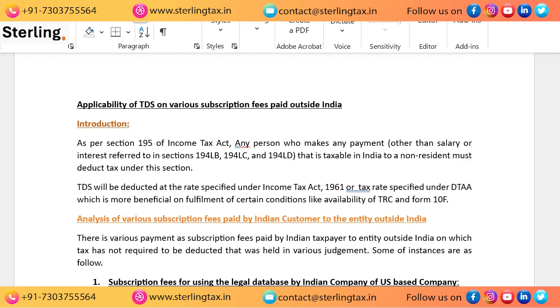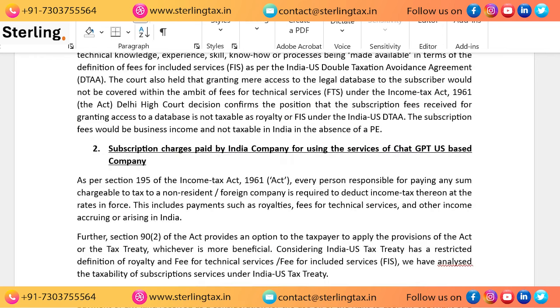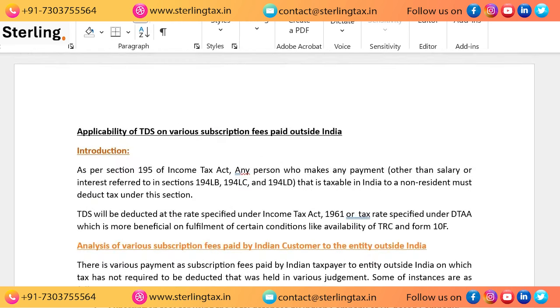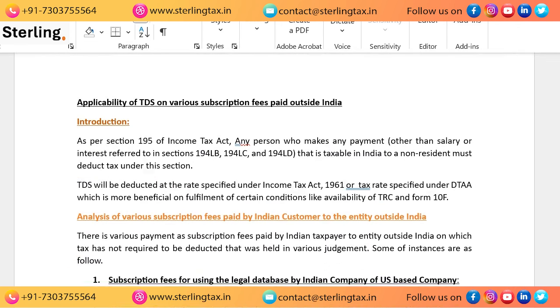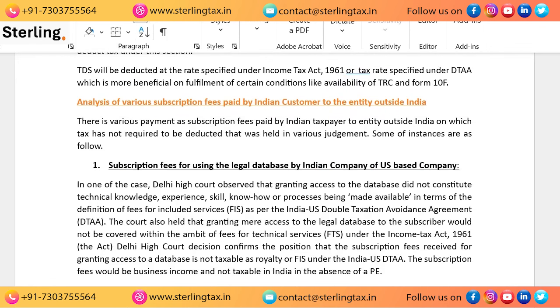I want to search and get access to this kind of data, and I'm taking the help of another vendor outside India. Does it fall under the TDS provision as per the income tax provisions? No, it doesn't fall under the income tax provisions of withholding taxes, because we are paying the fees just for accessing the database.